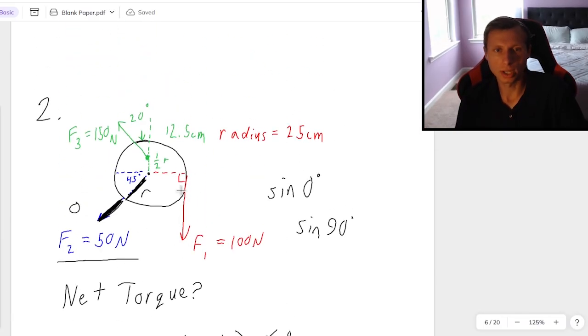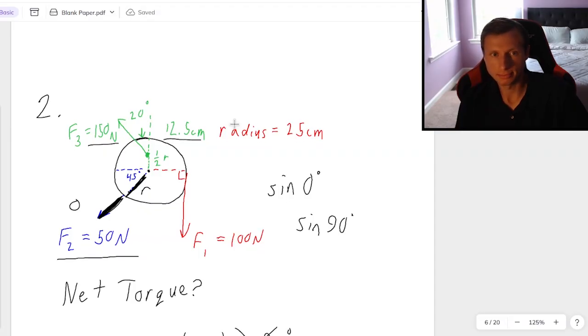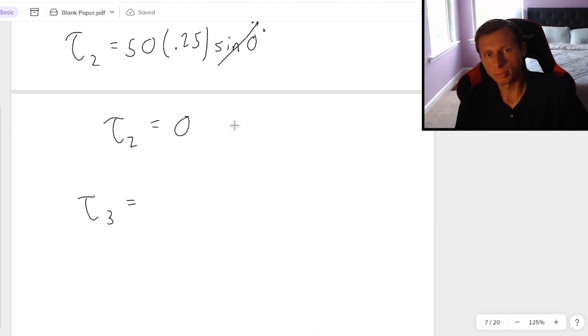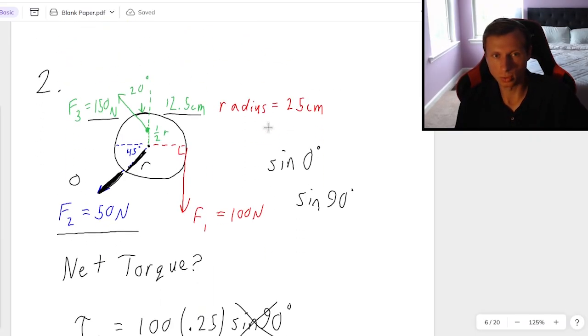And finally, when we're looking at torque 3, this one's probably the toughest one because we have the weird radius and this angle here. But don't worry, we're just going to follow the formula and we'll be fine. Looks like the force is 150. The distance, like we said, is 1/2 r or 12.5 centimeters. So torque 3 will be 150 for the force times 0.125 meters for the radius. And then finally, I really need to think about if this is sine or cosine of 20 degrees.